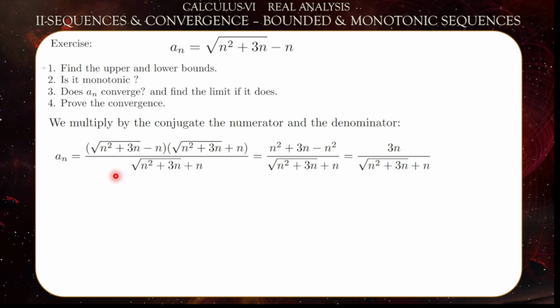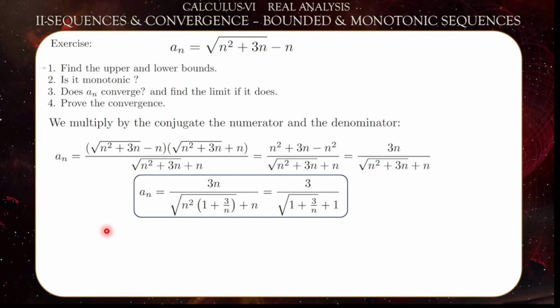So an is equal to square root of n squared plus 3n minus n. You multiply it by square root of n squared plus 3n plus n divided by square root of n squared plus 3n plus n, which is equal to n squared plus 3n minus n squared divided by square root of n squared plus 3n plus n, equal to 3n, because n squared cancels out, divided by square root of n squared plus 3n plus n.